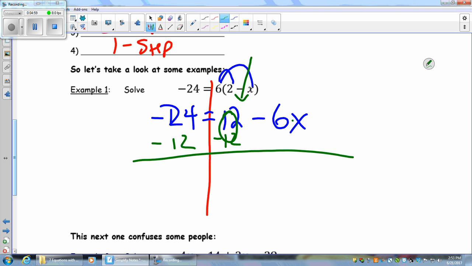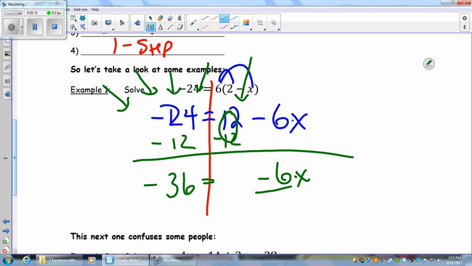Are these numbers on this side here going to fight? No, they get along. They're both a negative, so they're going to team up to be one big old negative group, and I'm going to get negative 36 on that side is equal to negative 6x. All right, and then how do I get rid of it? Times negative 6. I'm going to divide both sides by negative 6 to get x is just straight up 6.